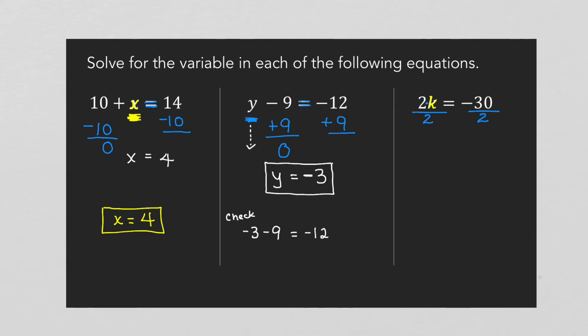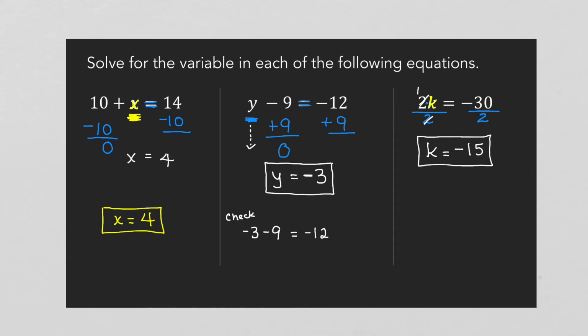And notice what happens on the left. Notice that when we divide, we took 2 divided by 2, which is just 1. And 1 times k is k equals negative 30 divided by 2, which is just negative 15. 2 times negative 15 is negative 30, and we have solved this basic equation.